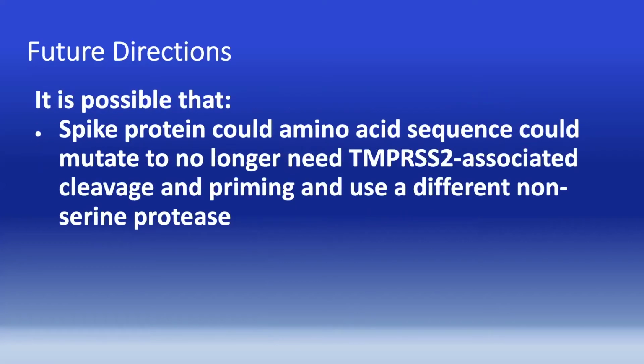So it's possible that the spike protein could mutate to no longer need TMPRSS2, the serine protease, or other serine proteases from the host in general. And this would mean that camostat treatment, which inhibits serine proteases, would no longer be effective.